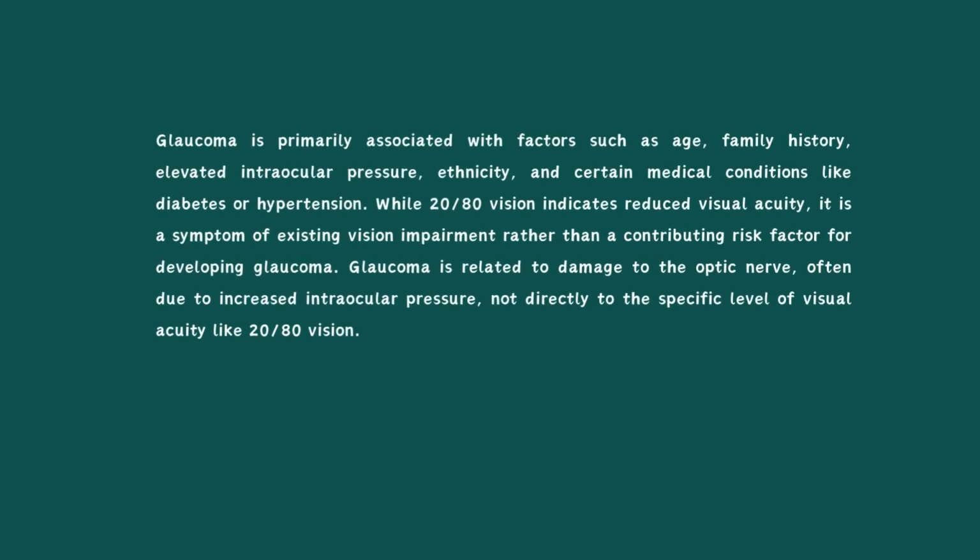Glaucoma is primarily associated with factors such as age, family history, elevated intraocular pressure, ethnicity, and certain medical conditions like diabetes or hypertension. While 20/80 vision indicates reduced visual acuity, it is a symptom of existing vision impairment rather than a contributing risk factor for developing glaucoma. Glaucoma is related to damage to the optic nerve, often due to increased intraocular pressure, not directly to the specific level of visual acuity, like 20/80 vision.